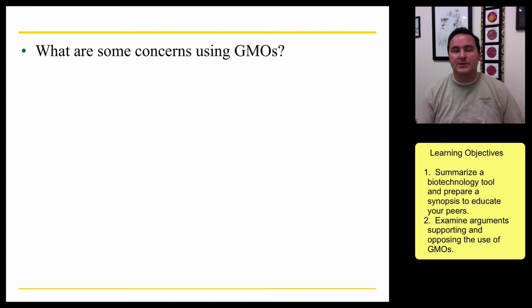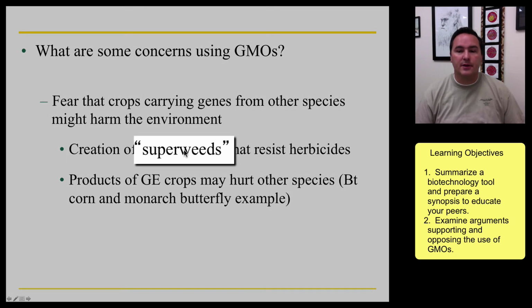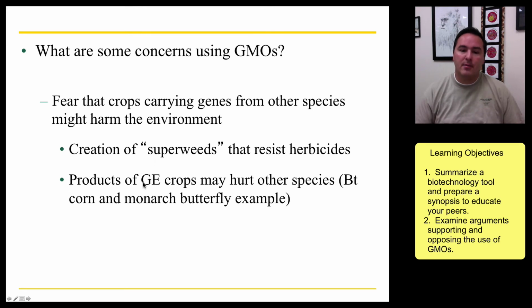So there are concerns about genetically modified organisms. Some of these concerns are that you might be creating super weeds that resist all herbicides, or that the products of genetically engineered crops may be hurting other species. So maybe we've tested it on humans, and it's not hurting humans, but maybe it is hurting other species. An example of this is actually with that Bt corn, where it turns out that this has affected populations of the monarch butterfly. So yes, there are concerns, and we probably ought to be cautious about the way we go about this, but genetically modifying our foods is really the way that most of our foods are going, and that's the way it's going to be in the future.